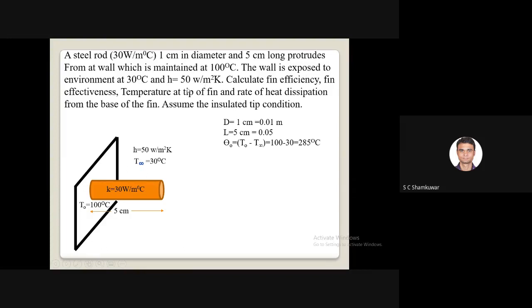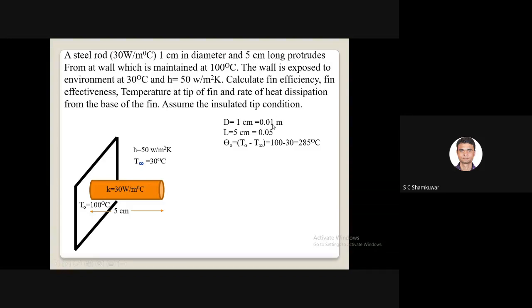The rod is exposed to the environment, meaning T infinity is 30 degrees Celsius, with heat transfer coefficient 50 watt per meter square Kelvin. Calculate fin efficiency, fin effectiveness, temperature at the tip of the fin, and the rate of heat dissipation from the base of the fin. Again, here we have to consider that the tip is insulated.